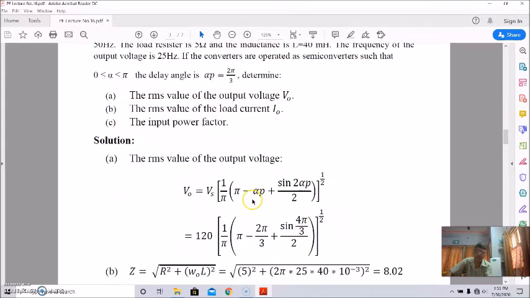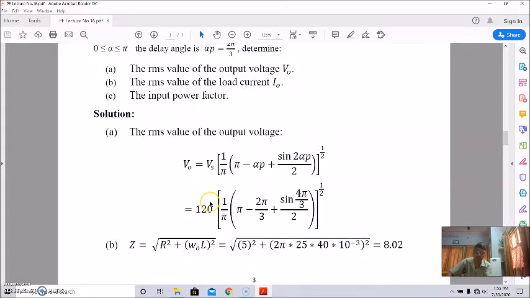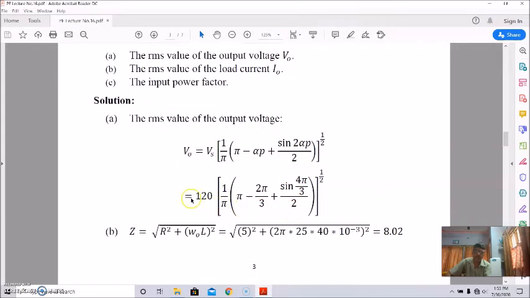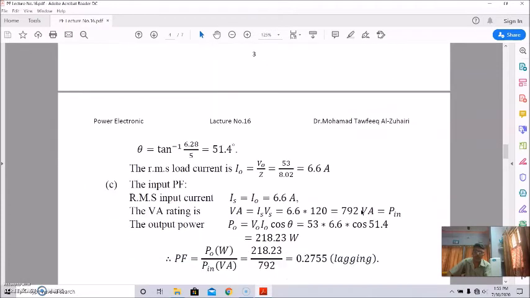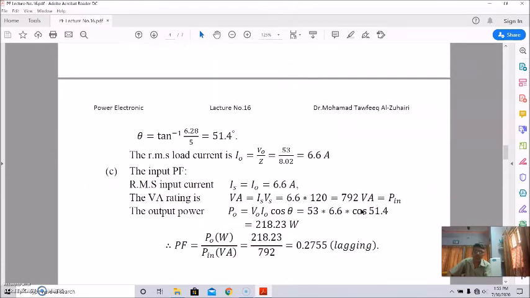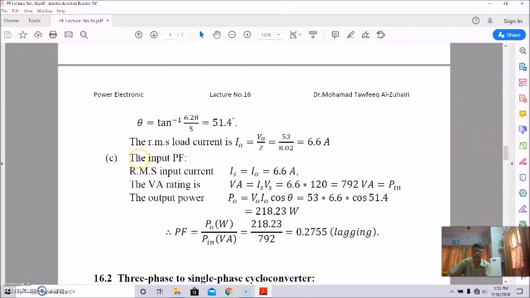So we have first put in the RMS value of the expressions of the output voltage. So the value of alpha p, and we got the expressions and the output voltage RMS value. We also find out the impedance. So then we got the RMS input current. Before that we have to find out the phase angle, and then VA rating, output power, and then power factor of the output.